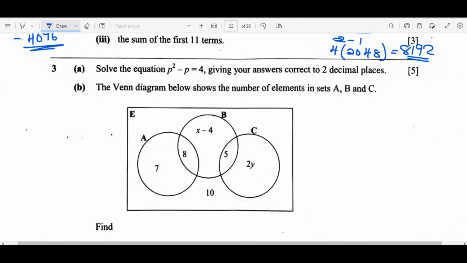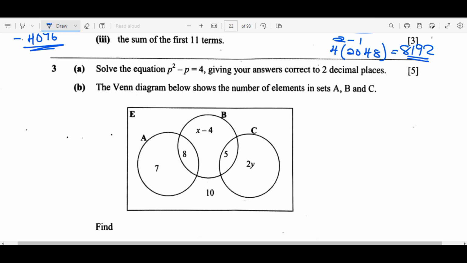So we can solve the equation. Solve the equation p squared minus p is equal to 4. Give your answer correct to 2 decimal places. Now when we reach here, you're going to identify this is a quadratic function because there is a square there, which shows that it is a quadratic function.